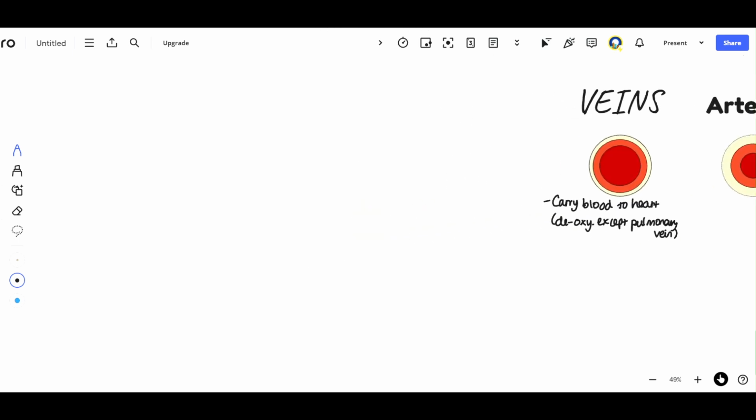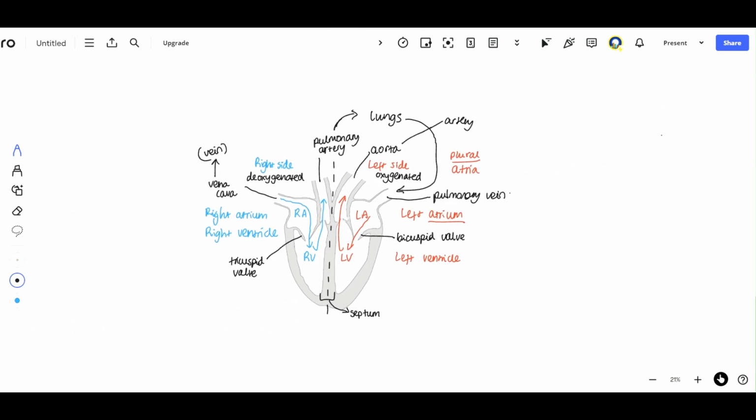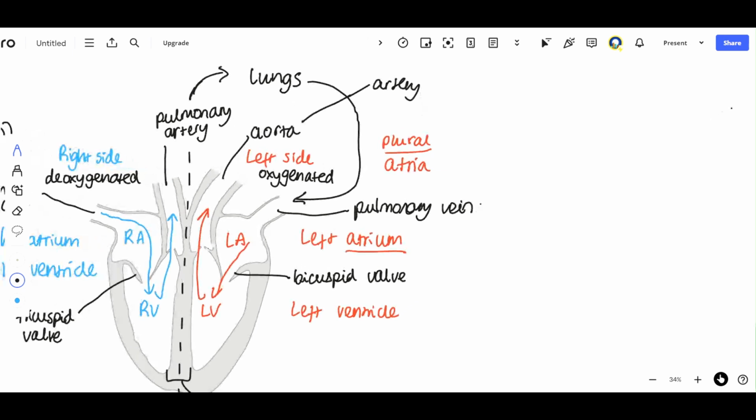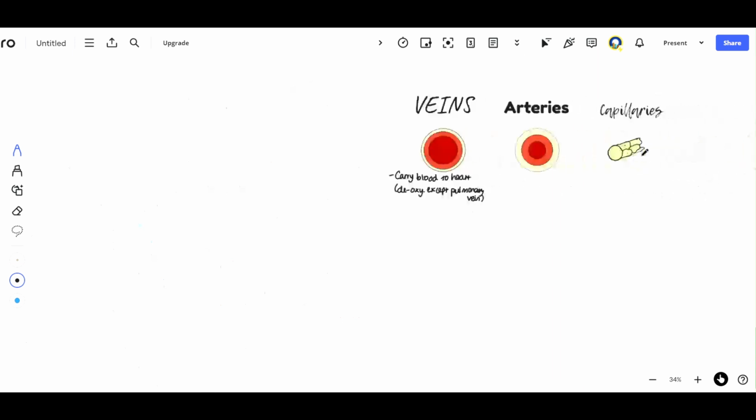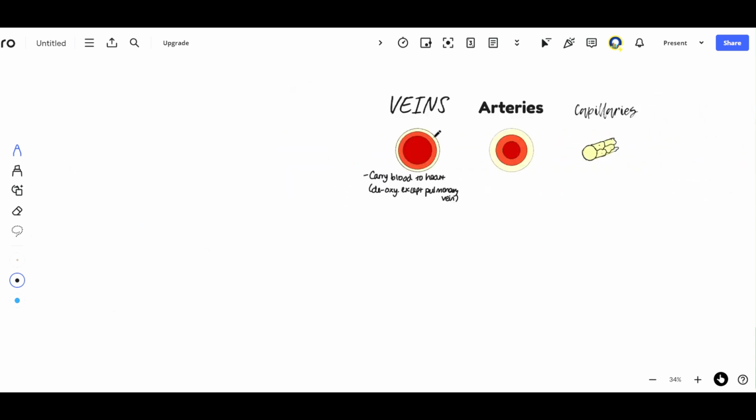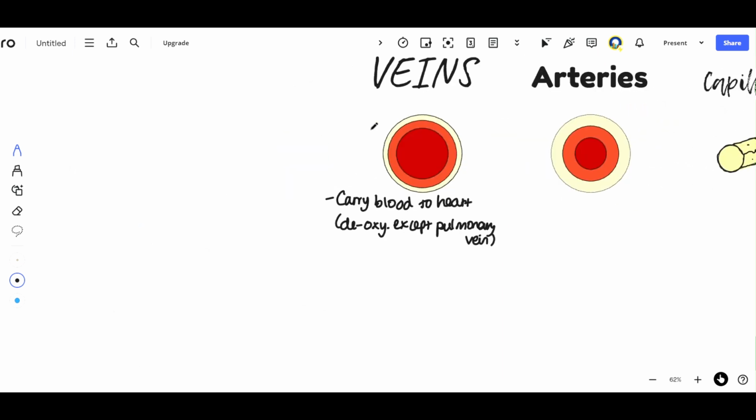Right, so I've actually got the diagram of the heart somewhere here. So here is the pulmonary vein. The left side of the heart works so that blood goes to the lungs, and comes back from the lungs through the pulmonary vein at very low pressure. And that leads me to the next point, which is that blood in veins is at low pressure.